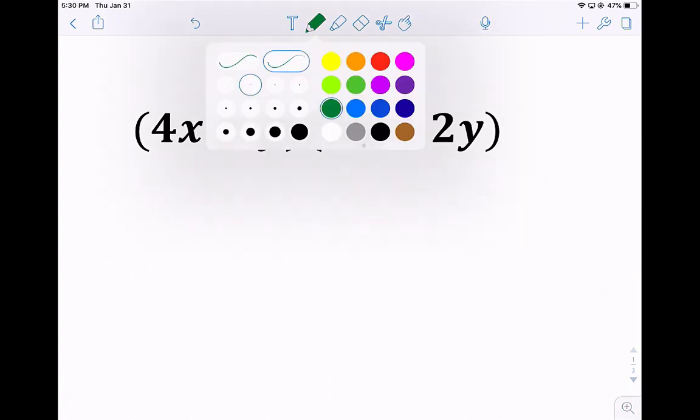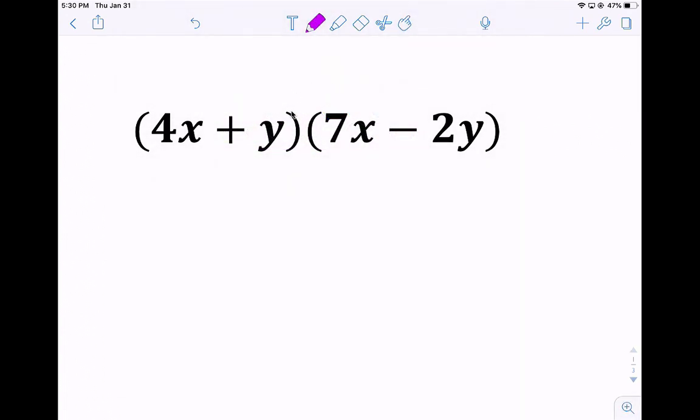All right, and then we have 4x plus y times 7x minus 2y. So the difference here is now we have a variable here and here, and here, and here. So you're still just distributing, but now you're distributing variables each time. So 4x times 7x is going to be 28x squared.